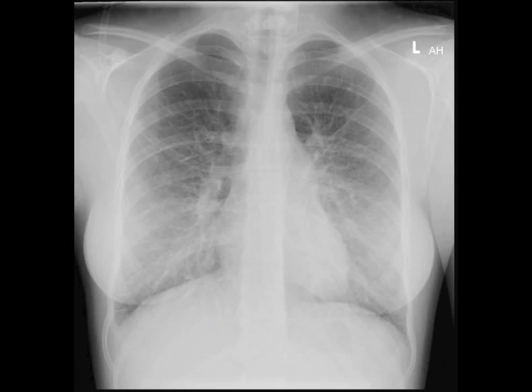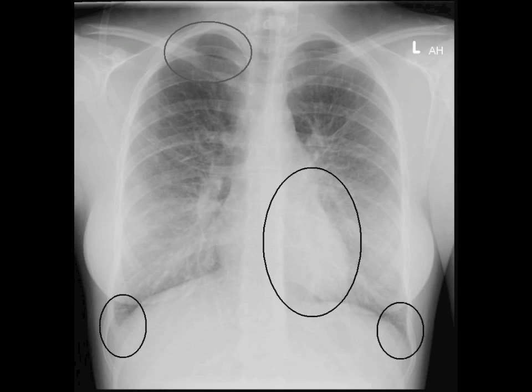Take a second look at the apices, behind the heart, and the costophrenic angles. Occasionally pathology can hide here. You should always continue your review to the end of this structure, even if you find a noteworthy abnormality. Remember, there may be more.